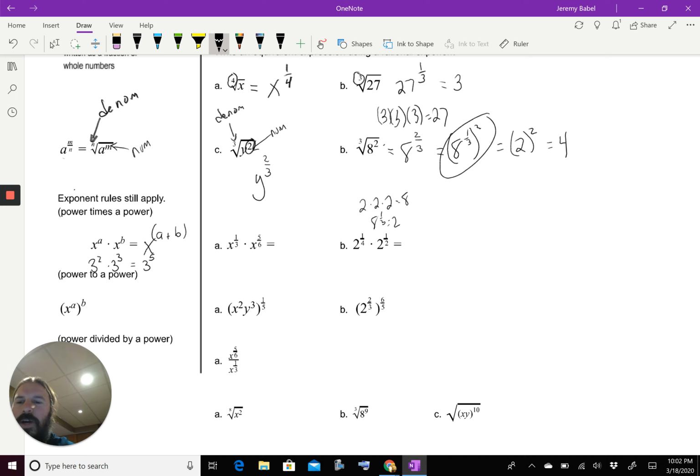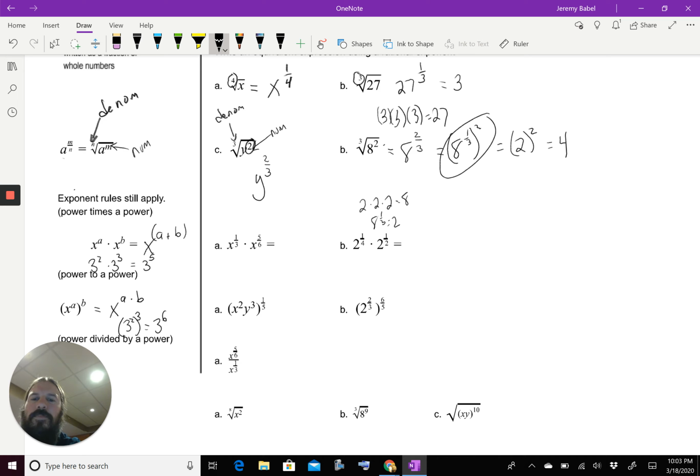And then also power to a power. That is when we multiply those exponents. This would be x to the a times b. As an example, if we had 3 squared raised to the 3rd power, we know that that would be 3 to the 6th. All right, so power to a power, we multiply the exponents. When we're multiplying two powers, we add the exponents. That's what we have here.